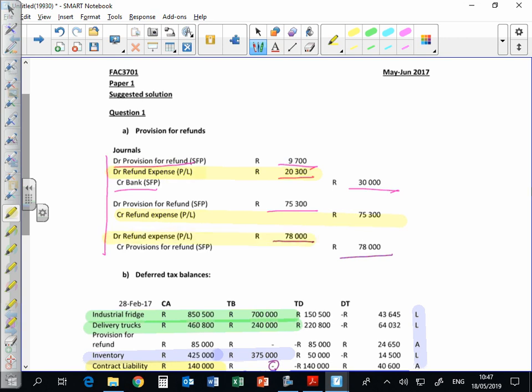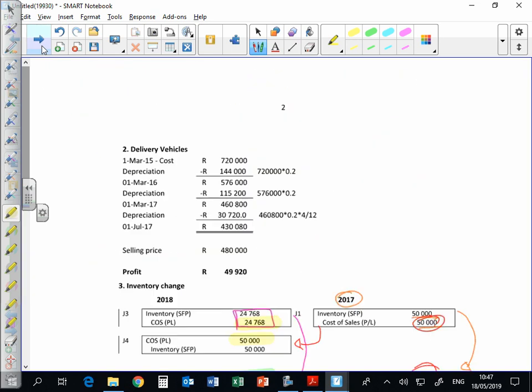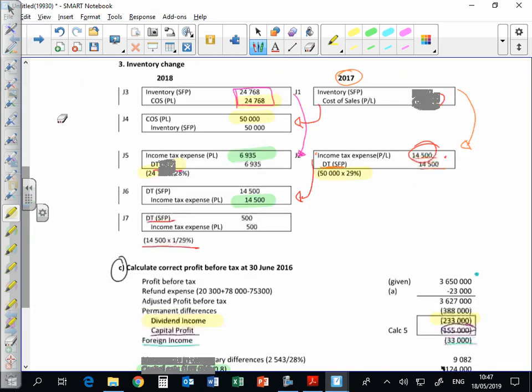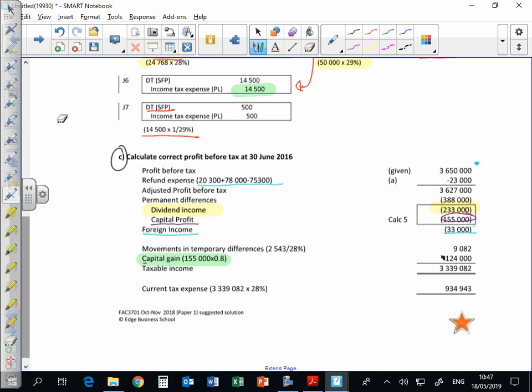All right, so just jumping to that question C, our refund expense needed to be an adjustment to our profit. So we had that 20,300, which was a debit, plus the 78,000 that was a debit, minus the 75,300 that was a credit, and that gave us an expense of 23,000 that needed to be taken off our profit before tax. Is everyone happy with that?